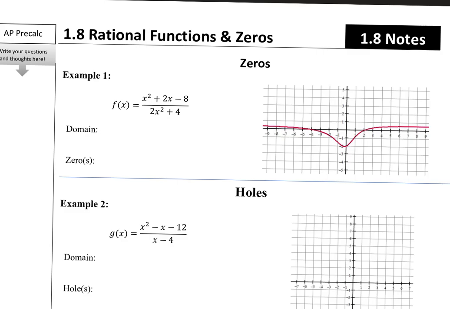All right, so what we have here is all about rational functions and their zeros. We're also going to learn about their asymptotes. What do we know here? Well, let's find the domain.